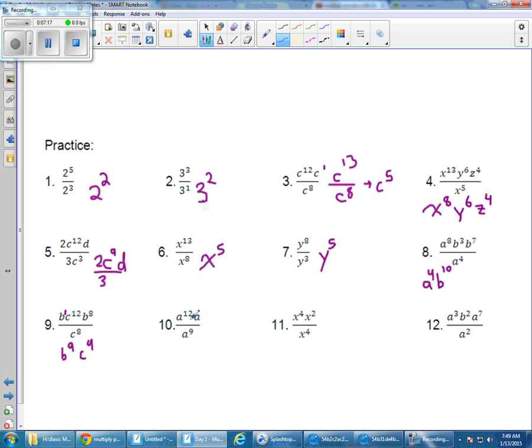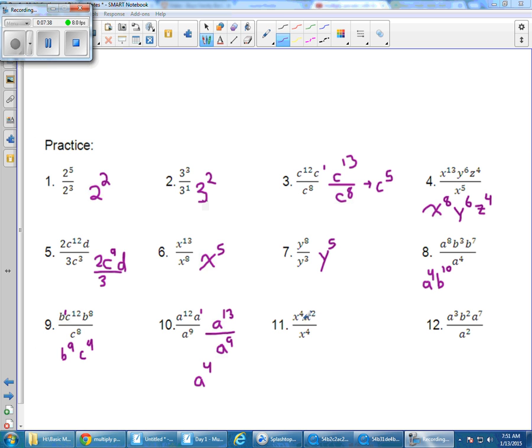All right, 10. I've got to put my ninja 1 there and combine them, so that gets me a to the 13th over a to the 9th. Subtract those. That turns out to be a to the 4th power.